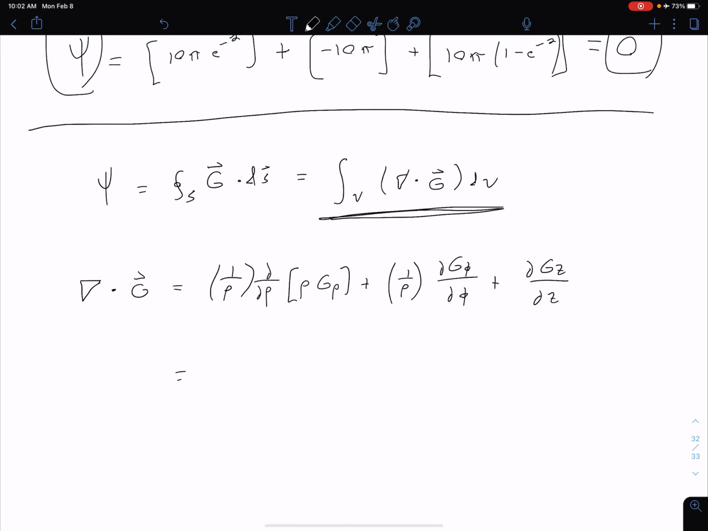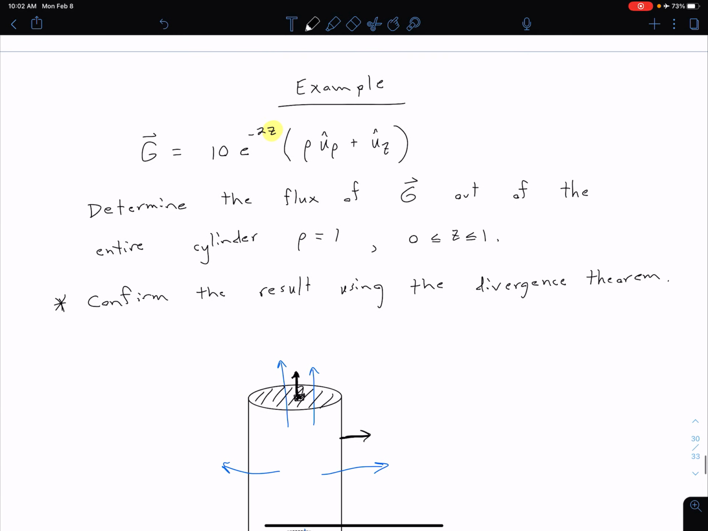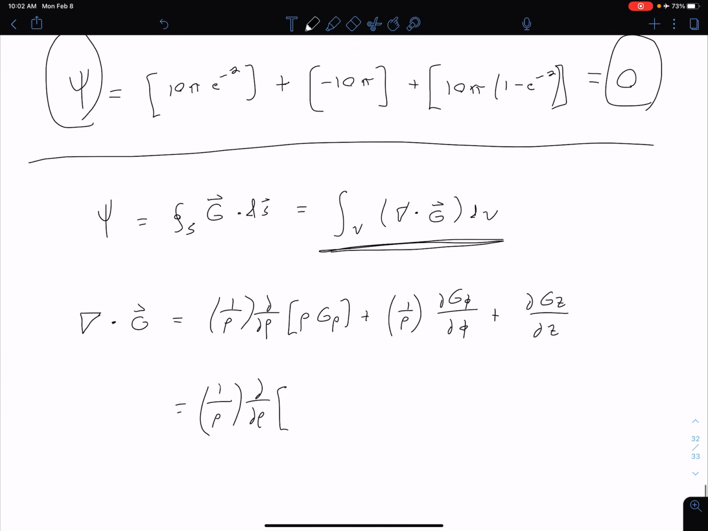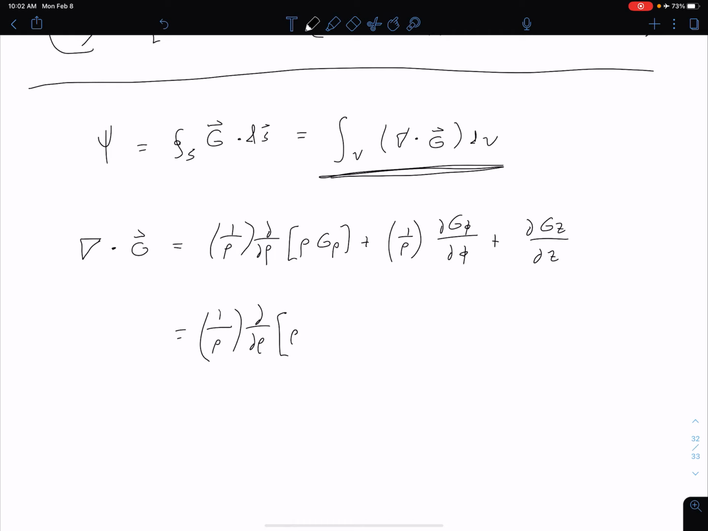So in this case, plugging in our values, we have 1 over rho times the partial derivative with respect to rho of, now our rho component of g coming back up here is essentially this right here, 10e to the minus 2z times rho. Coming down here, if we're multiplying that by rho, what we end up with is rho squared times 10e to the minus 2z. So notice I multiplied that before taking that partial derivative. We have no phi component, so that term is just going to be 0, plus the partial with respect to z of our z component, which is just 10e to the minus 2z.